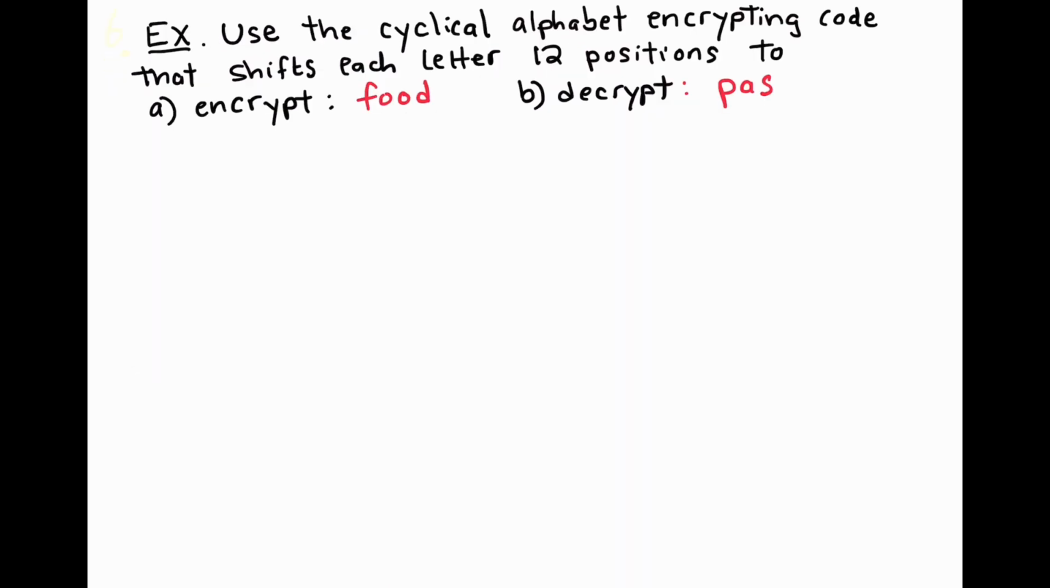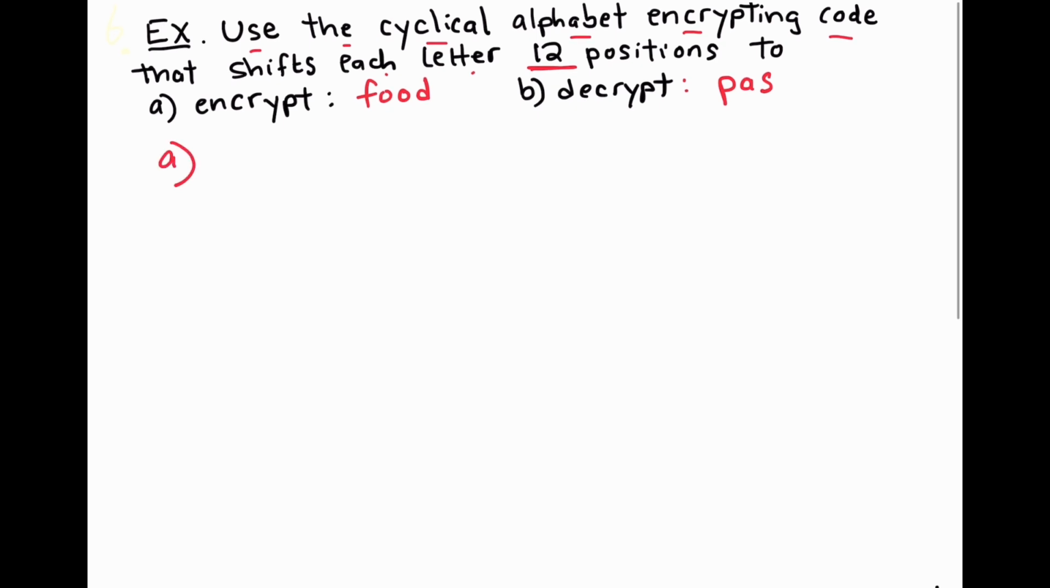So let's do an example. We're going to use the cyclical alphabet encrypting code that shifts each letter 12 positions to encrypt food and then to decrypt PAS. So let's start with food. Now notice that M is equal to 12. That's our shift. And the way that we can write the congruence is P plus 12 mod 26. So I'm going to just write the four letters here for food.